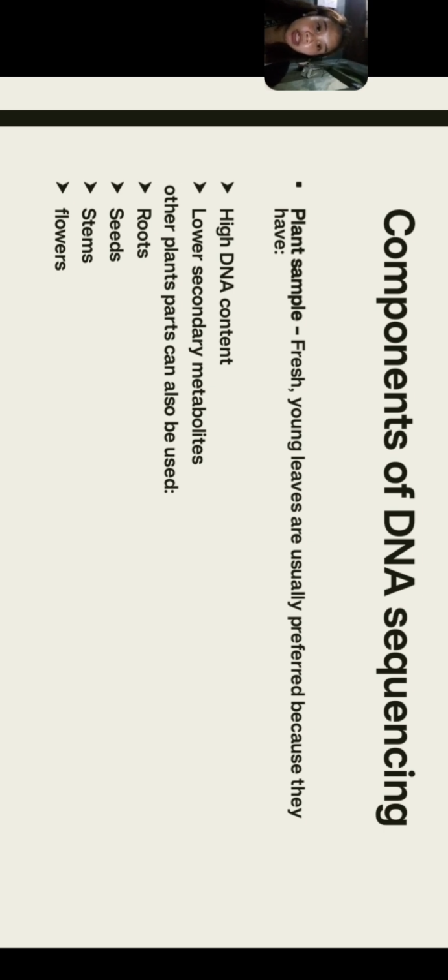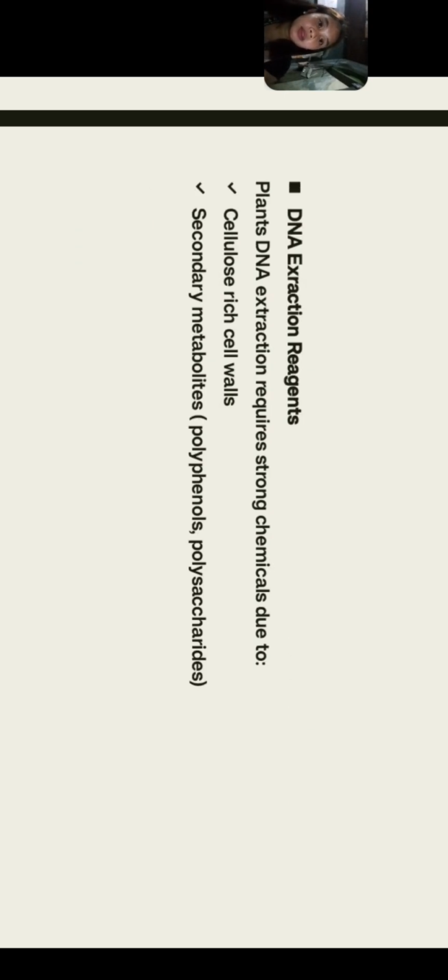Other plant parts can also be used, the roots, seeds, stems, and flowers. So, the plant sample, young leaves, are best for DNA sequencing. And other parts can work, but leaves are easiest and give the best DNA quality. This is the starting material for all the DNA sequencing.